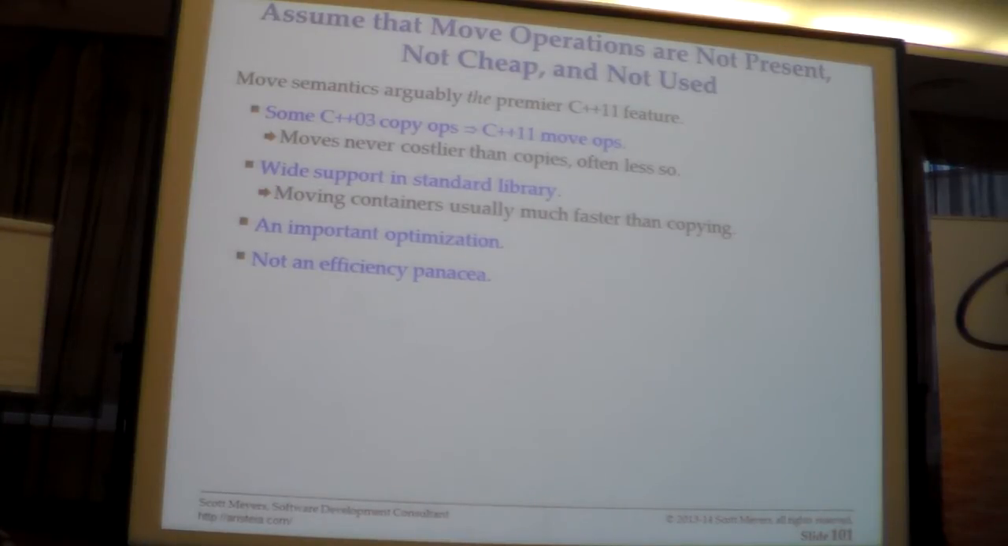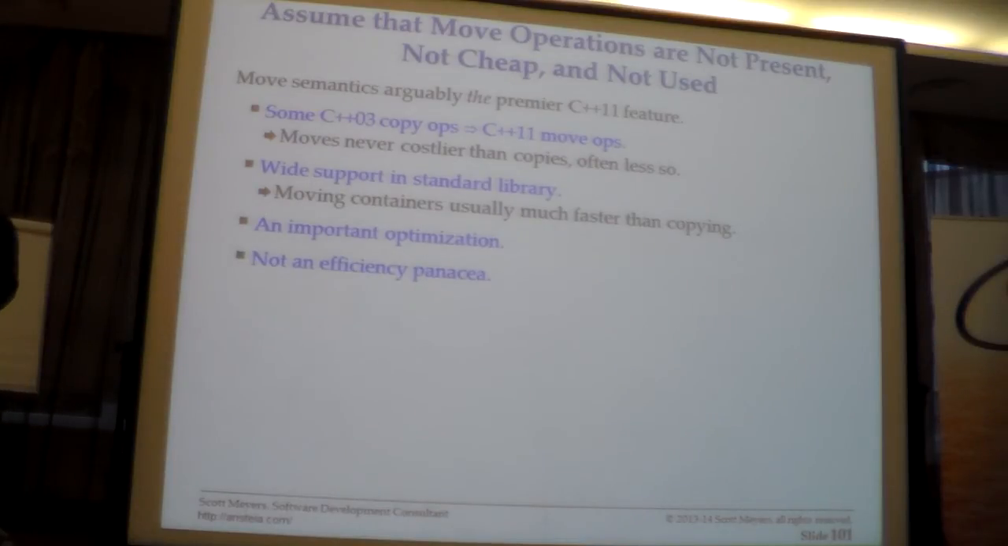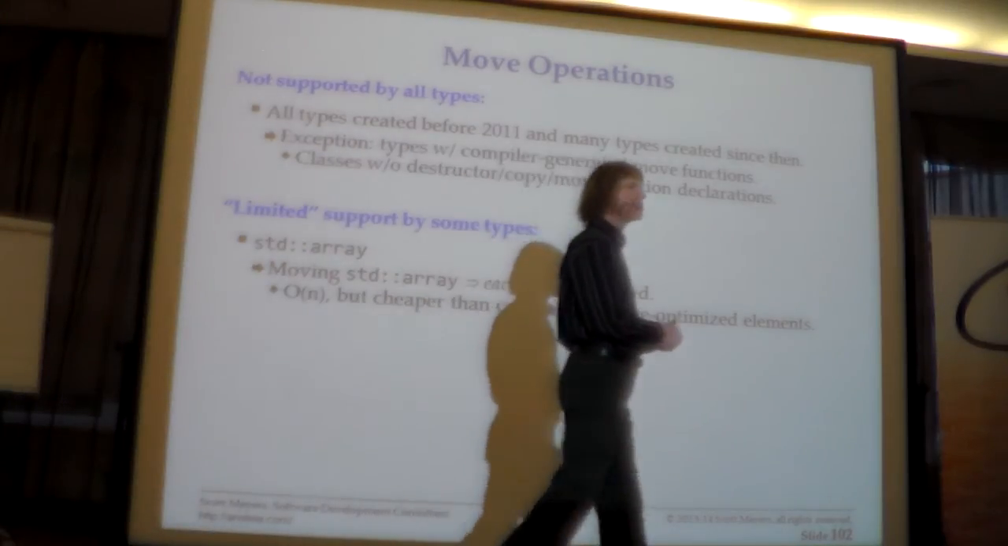In my experience, when people come to C++11, they hear about move semantics, they hear about how wonderful things are, how cheap things are, and they go, this is just great. What you find out is that some of the copies in C++03 become move operations, which means they're usually cheaper. There's a ton of support in the standard library. Moving containers is vastly faster than copying them. It's a really important optimization. My concern is that sometimes people think this is great, I never have to worry about how much copies cost anymore, because everything's just going to be moved all the time. And this is bad. So I want to remind you of the restrictions on some move operations.